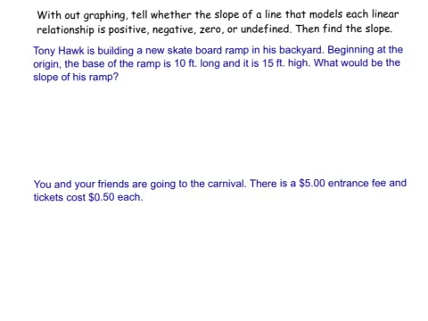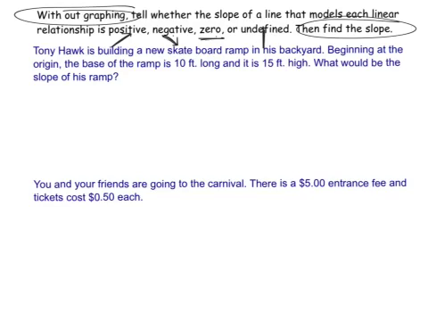And last but not least, story problems. Without graphing, and even though it says without graphing, I like at least doing a small visual. We need to tell whether the slope of the line is positive, negative, 0, or undefined. Remember, positive slopes go up, negative go down. 0, what did we learn? Horizontal, and undefined are vertical. And then it says to find the slope.